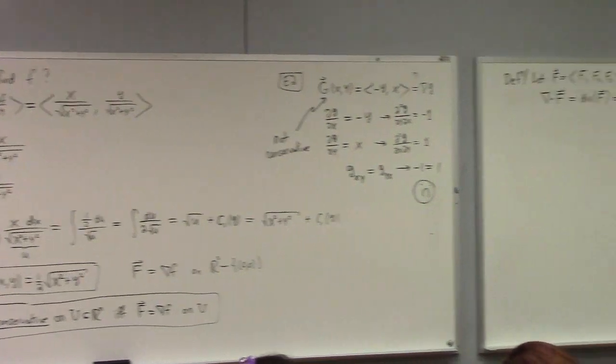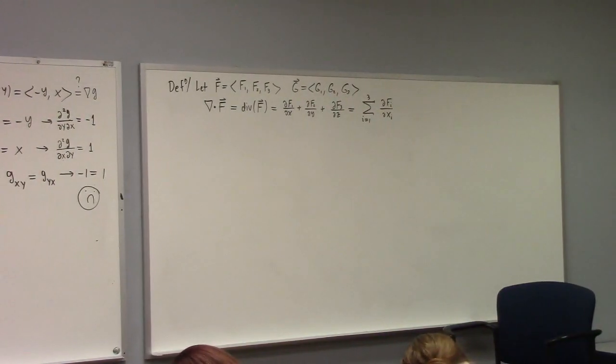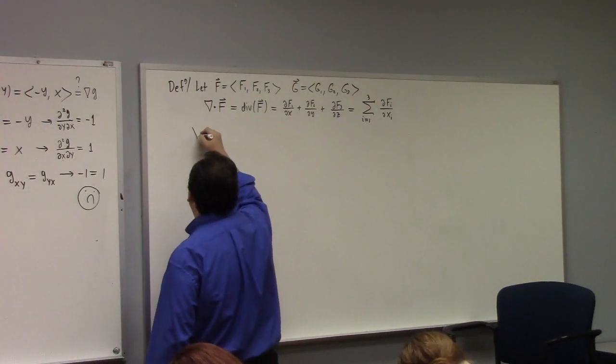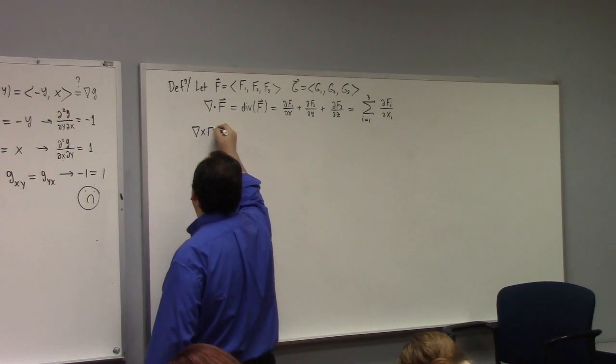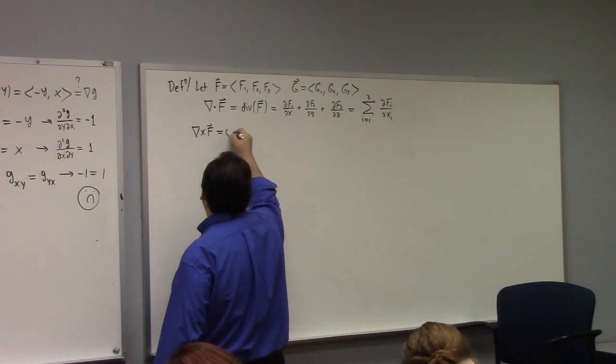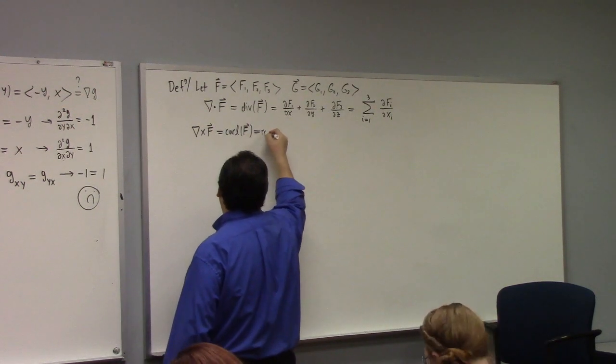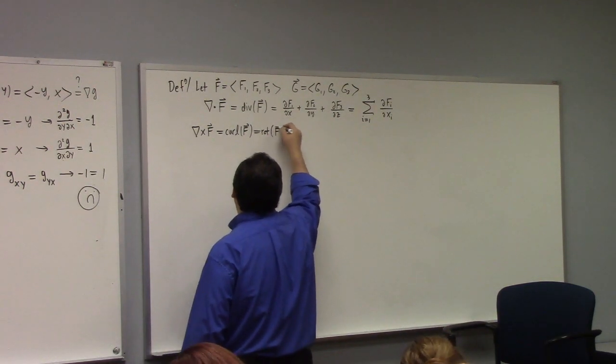And you might guess where this is going. I just took the dot product with nabla. What else might I try? How about the cross product with nabla? So del cross F, which is also called the curl of F, or in some older books, the rotation of F, or rot F.